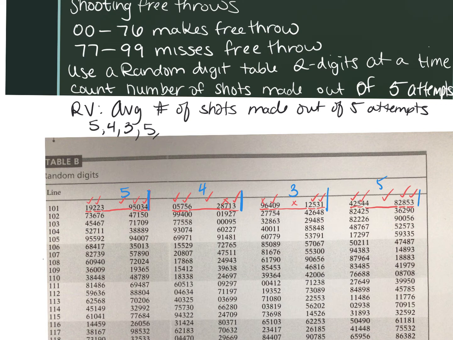We'll do 10 for the notes, just because, but your homework will tell you how many trials to run. Okay? All right, so our first one we're on line 102. Do not use the line number for your random digits. 73 is a make. 67 is a make. 64 is a make. 71 is a make. 50 is a make. End of my trial. That was again 5.